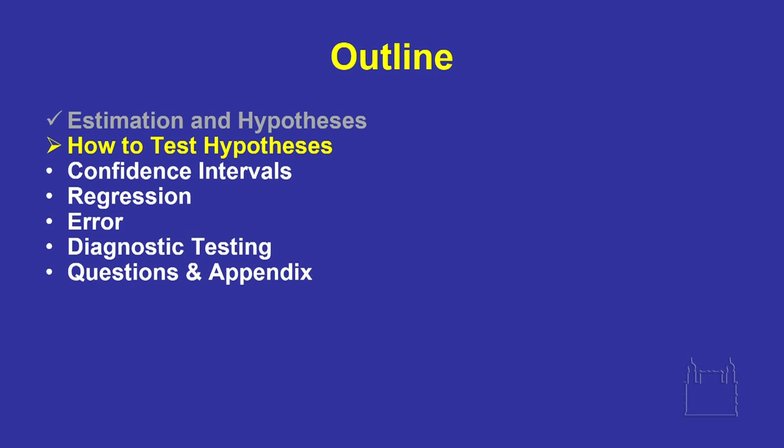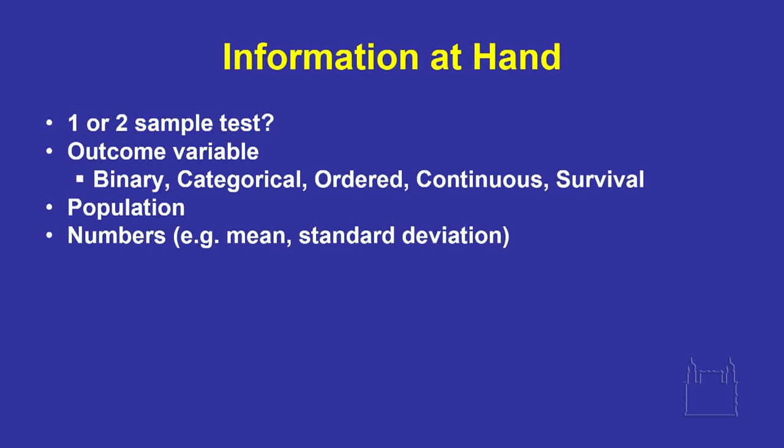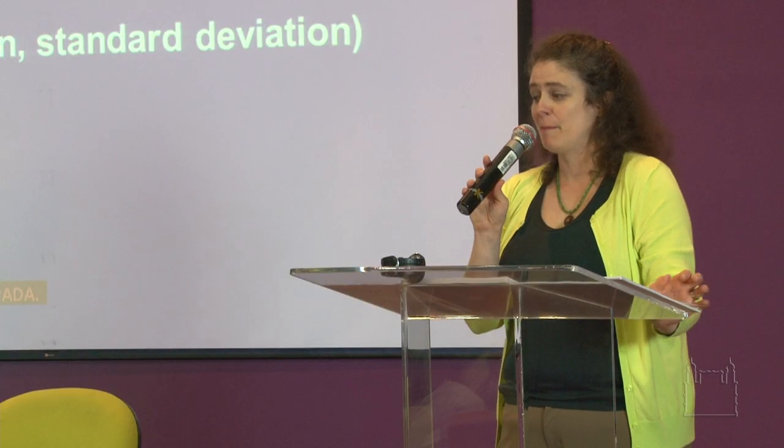So how are we going to do the testing? First, we're going to talk about developing hypotheses and conducting experiments. We're going to talk a little bit about what goes into a test statistic and then what to compare to. So you have to come thinking and knowing, do you want a one-sample test or a two-sample test? You need to come knowing, do I have a binary outcome?